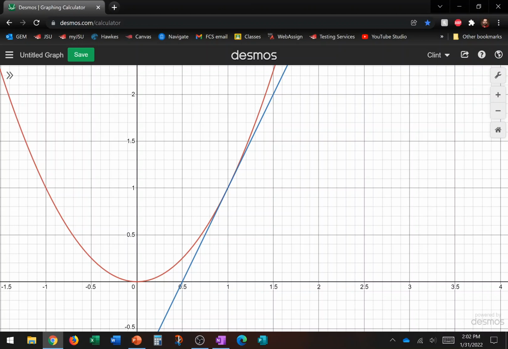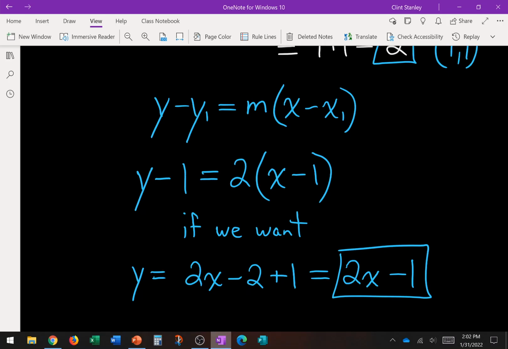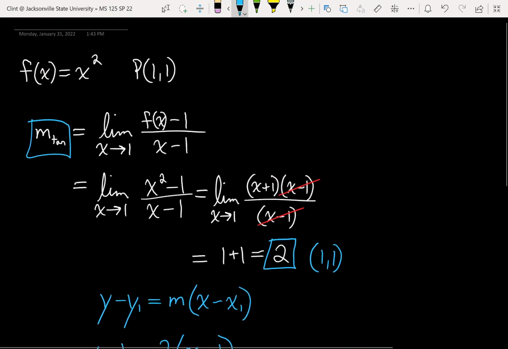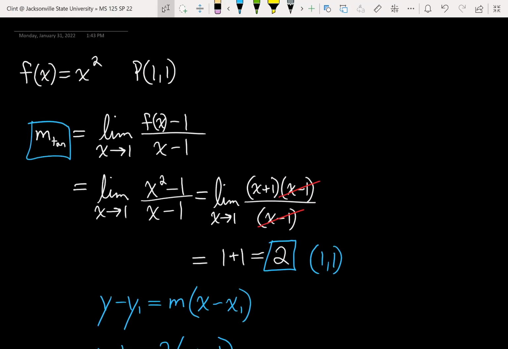So using this definition, if we wanted the slope of the tangent line at some other point, then we would have to go through, find the limit again, get the slope, plug it in, and we'll have a whole new tangent line, whole new slope. Questions on doing one like that?